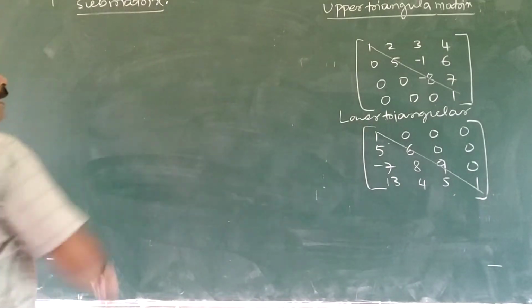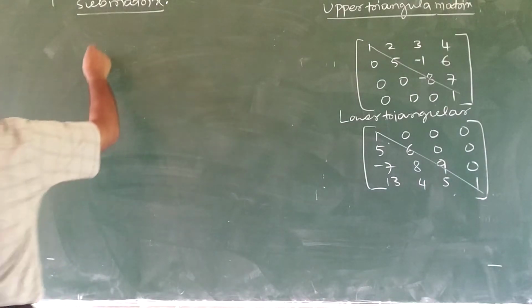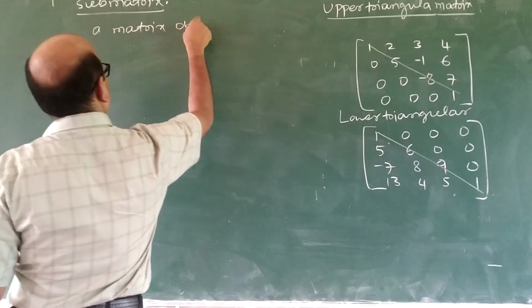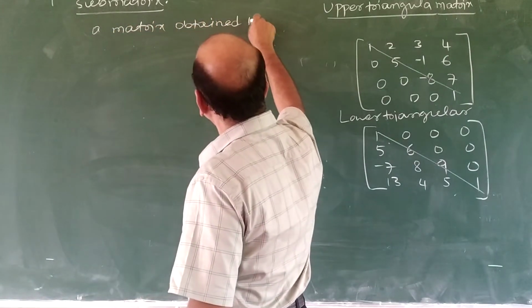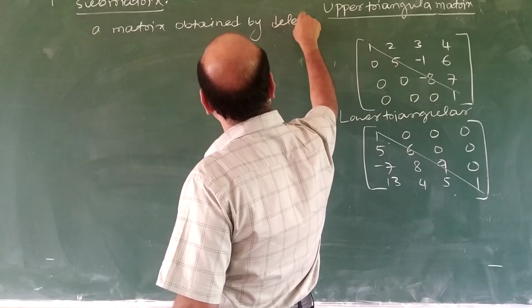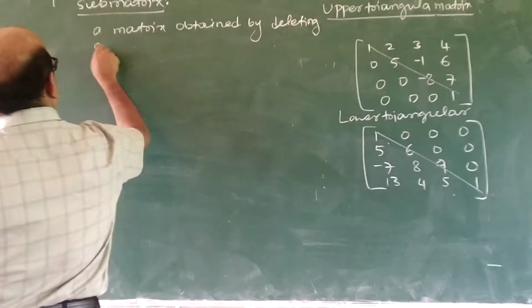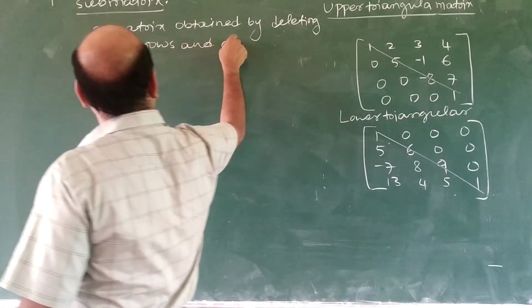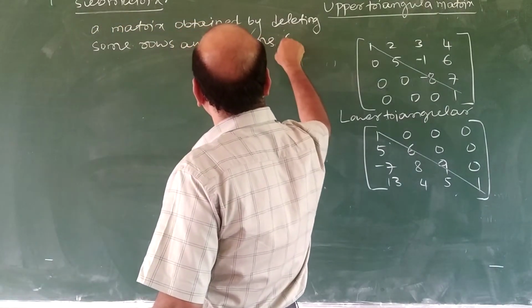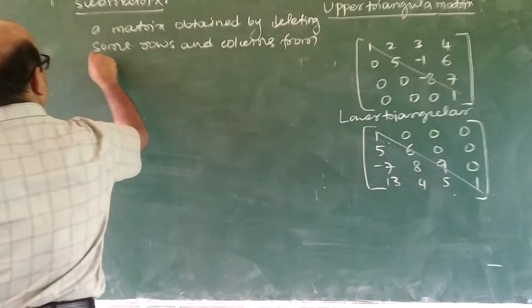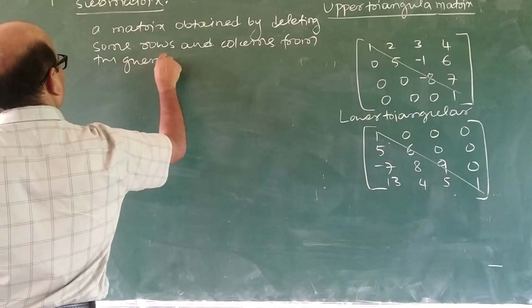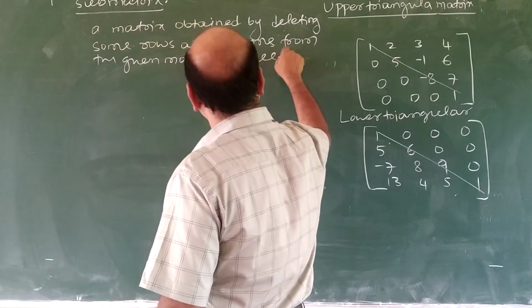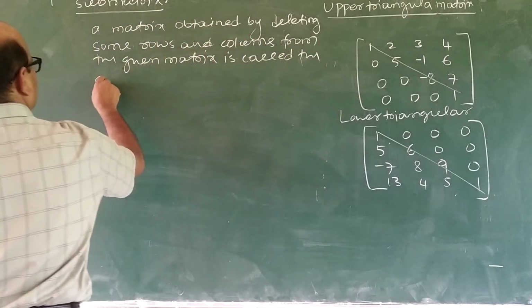Submatrix. What do you mean by submatrix? A submatrix means a matrix obtained by deleting some rows and columns from the given matrix is called a submatrix of the given matrix.